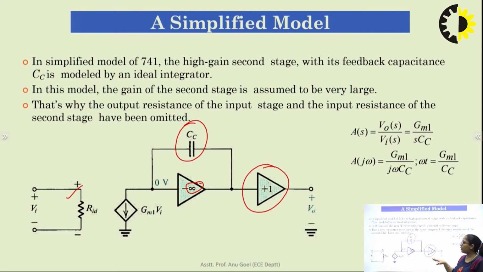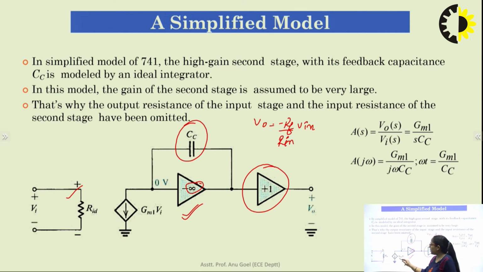With the help of this model, we can again calculate the value of unity gain bandwidth. If we observe this particular circuit diagram, we can say that it is in inverting configuration. We know the relation between the output and the input voltage for inverting configuration: V out is equal to minus of feedback resistance upon input resistance into V in.